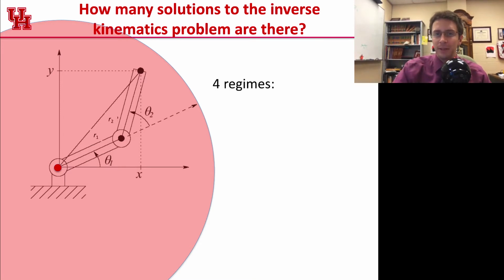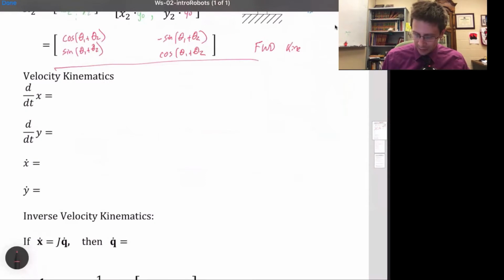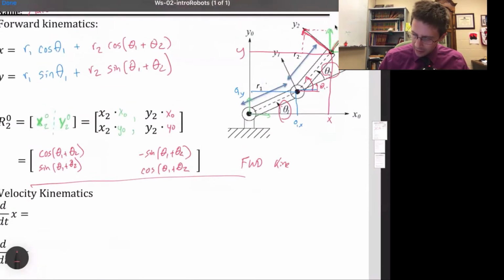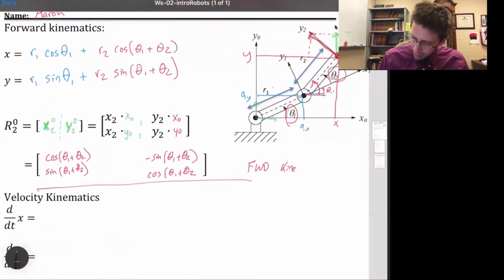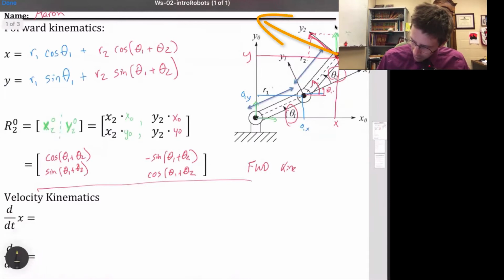So 4 different regimes there. The next thing we'd like to do is figure out the velocity kinematics. The velocity kinematics says, how fast is this point moving? In what direction is it moving? Here I'm going to use a marker. Is it moving in this direction? What is its velocity in x and y?